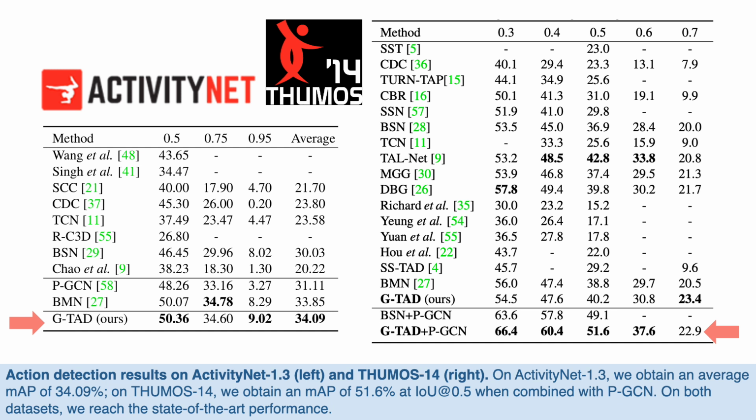Experimental results. These are the action detection results on ActivityNet 1.3 and THUMOS 14. On ActivityNet 1.3, we obtained an average mAP of 34.09%. On THUMOS 14, we obtained an mAP of 51.6% at IoU 0.5 when combined with P-GCN. On both datasets, we reached the state-of-the-art performance.